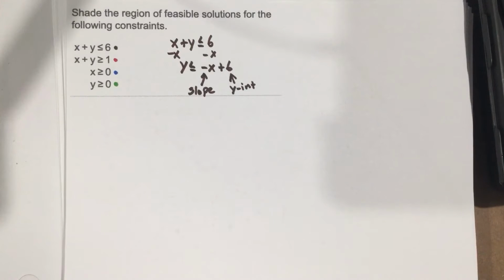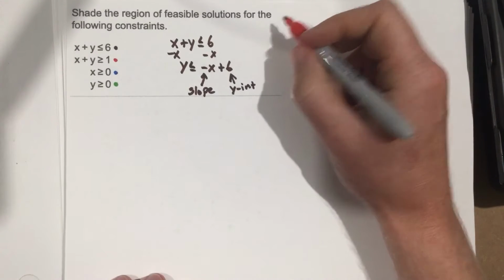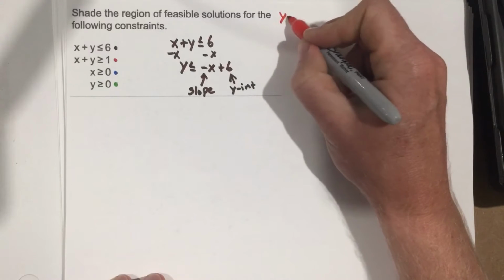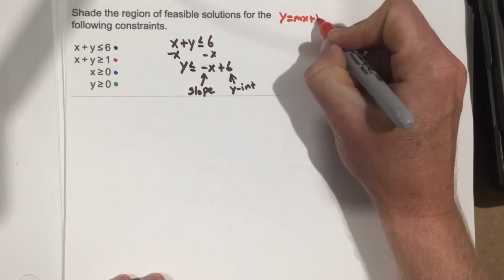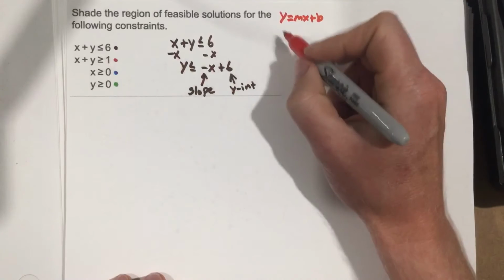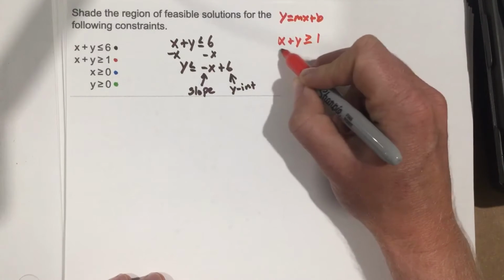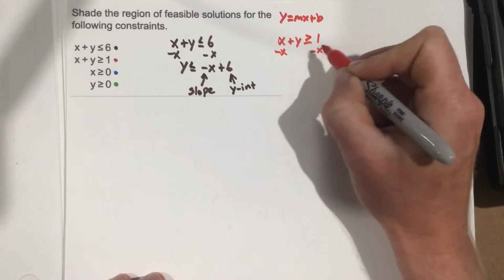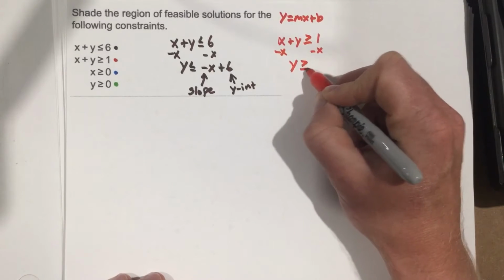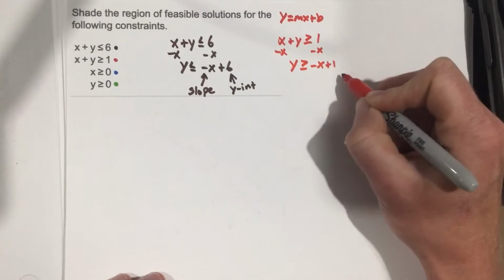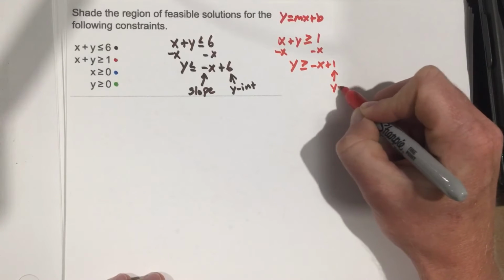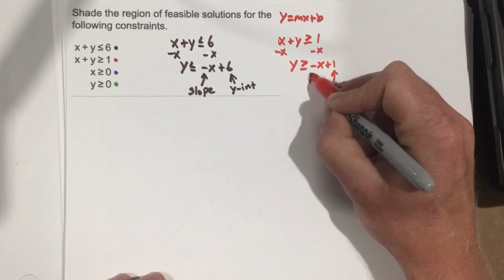Now we're going to take the other inequality and rewrite that in slope-intercept form. I forgot to write slope-intercept form up here. It's y equals mx plus b, but we should already know that. So we're going to now take x plus y greater than or equal to 1, subtract the x over. Y is greater than or equal to negative x plus 1. This is the y-intercept. This is the slope.